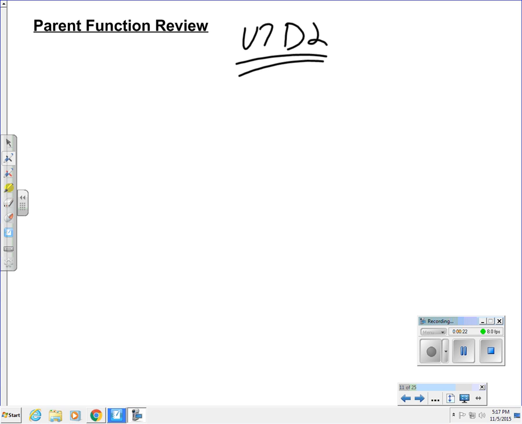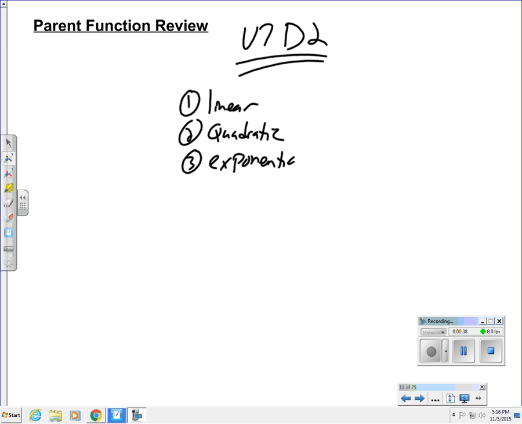So far in this course we've actually covered 10 different parent functions. So we've covered linear, quadratic, we did exponential and log, and then we did 6 different trig functions.